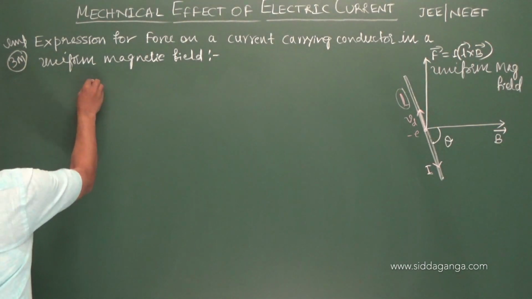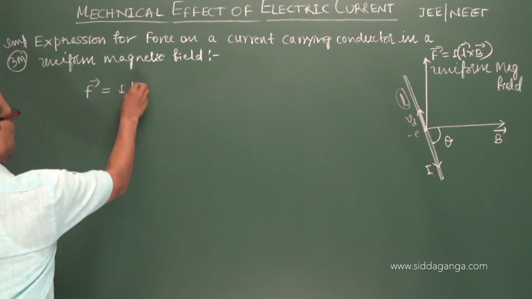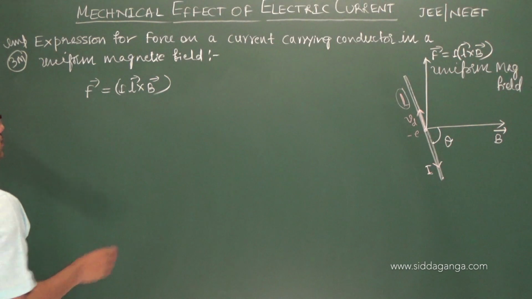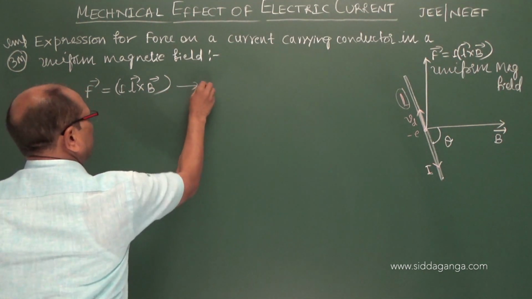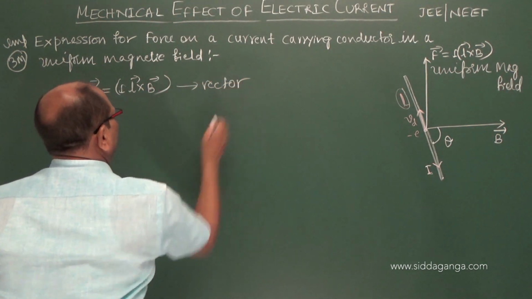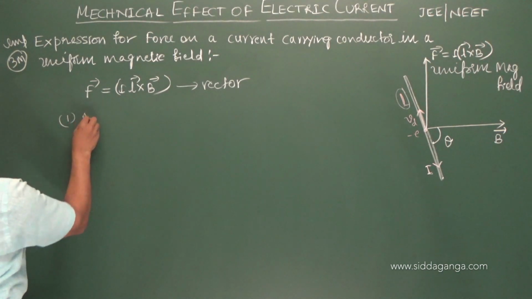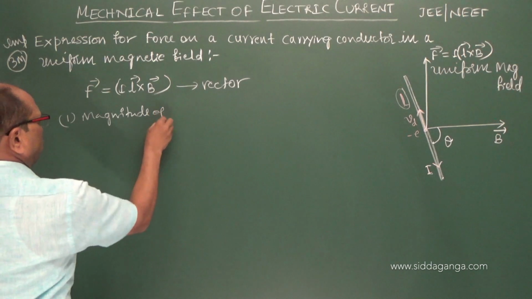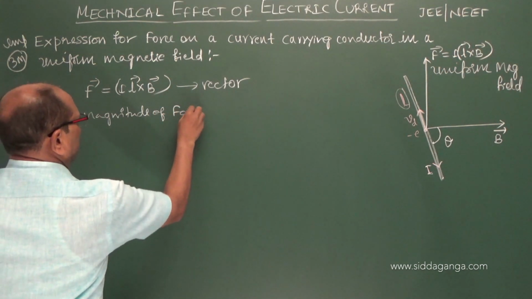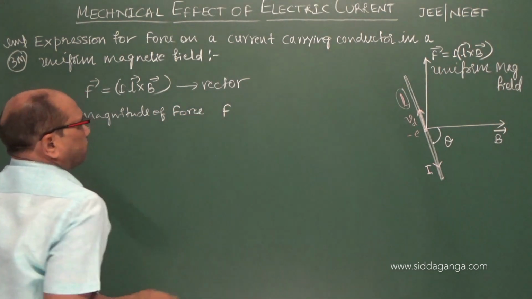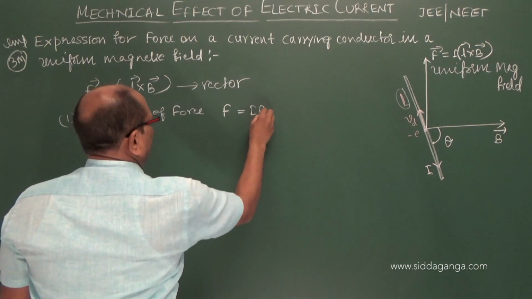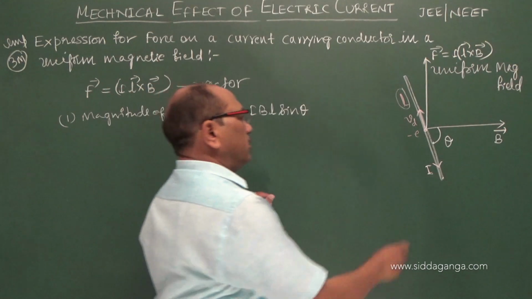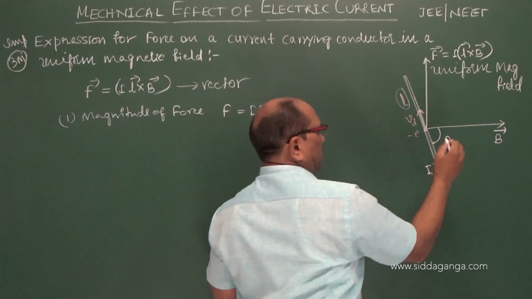So the force, we got the expression I L cross B. So it is a vector. Then if you want the magnitude of force, F equal to I B L sin theta, where theta is the angle between the magnetic field and the current element.